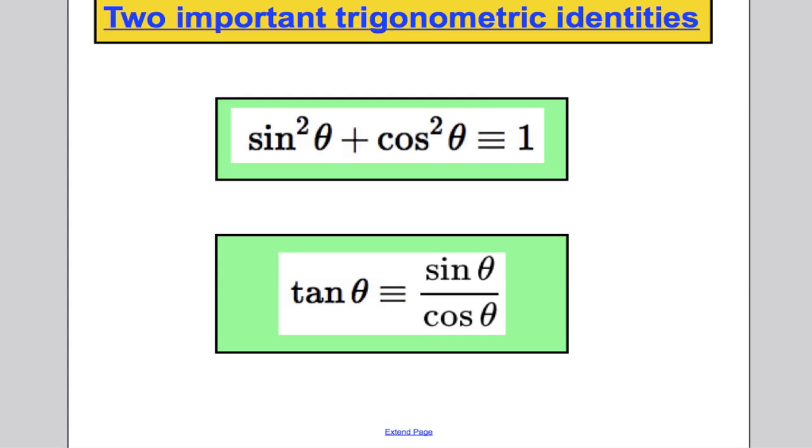Okay, two important trig identities you need to know from Core 2. Sine squared theta plus cos squared theta is identical to 1, and tan theta is identical to sine theta over cos theta, with a certain provision that cos theta cannot equal 0. Otherwise you'd be dividing by 0, and you can't do that. Right, let's use these identities.